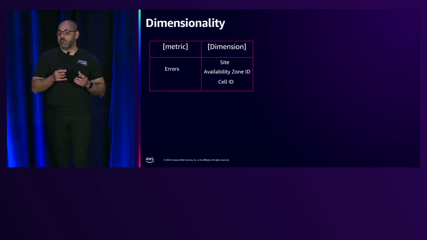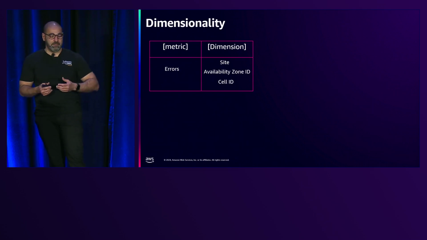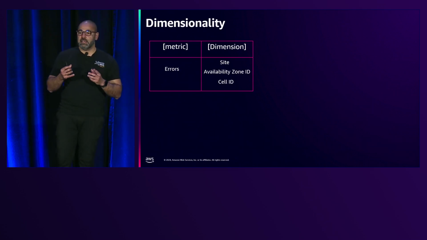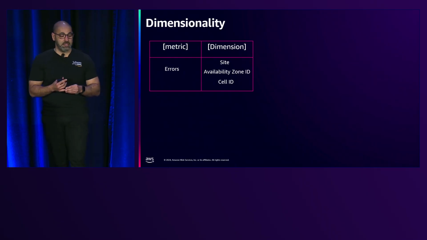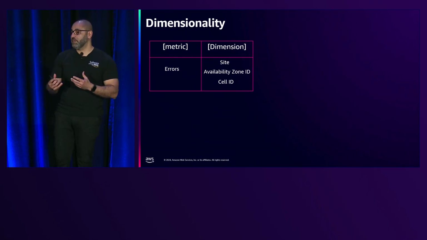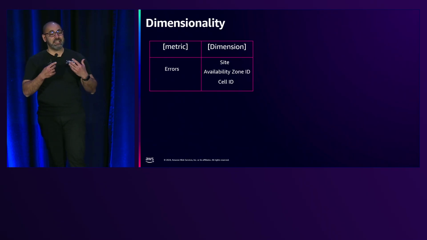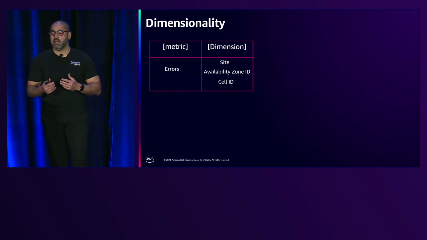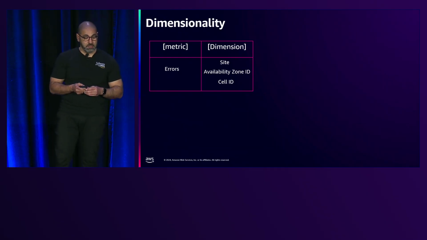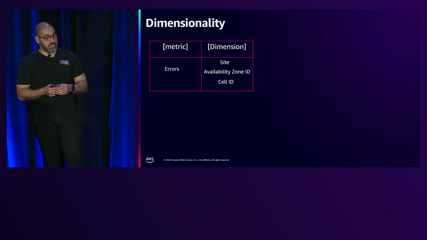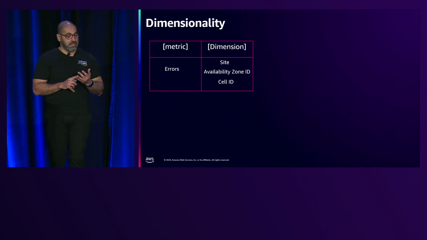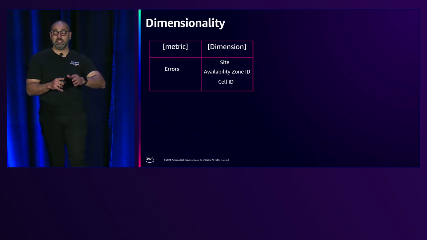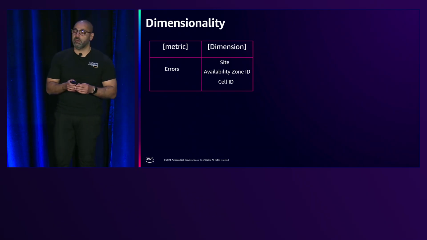So in observability, we have a concept of dimensionality, right? And dimensionality adds context to your logs and to your graphs, where it can provide multiple angles for you to look and understand your system behavior and your performance much better. Look at this example, we have 3 dimensions. We have site, availability zone ID, and cell ID. And the metric here can be inspected and drilled down against each one of those dimensions.